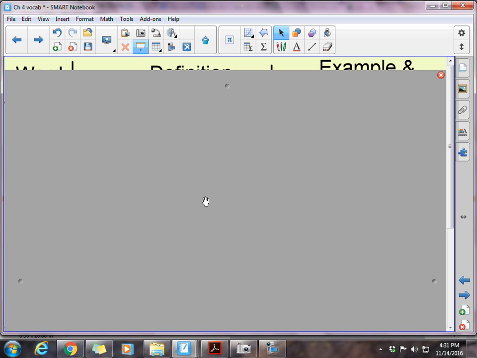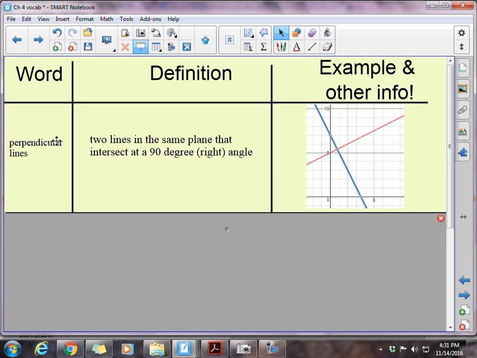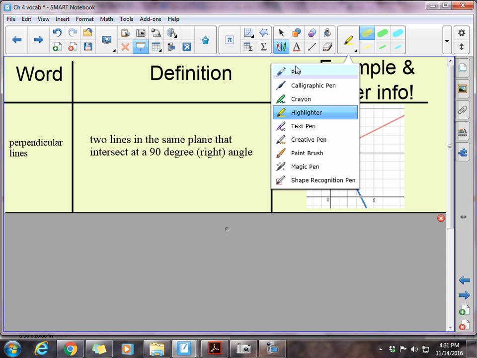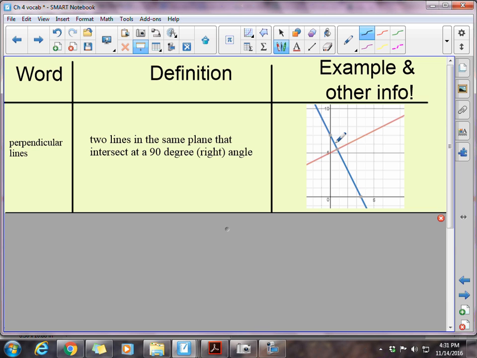Next one, perpendicular lines. So perpendicular lines are two lines in the same plane that intersect at a 90-degree or right angle. Now some of you might not understand degrees and angles very much, and that's okay. The big idea is that they meet at what's called a right angle. So it's like streets that are crossing each other. Okay, and it's 90 degrees.